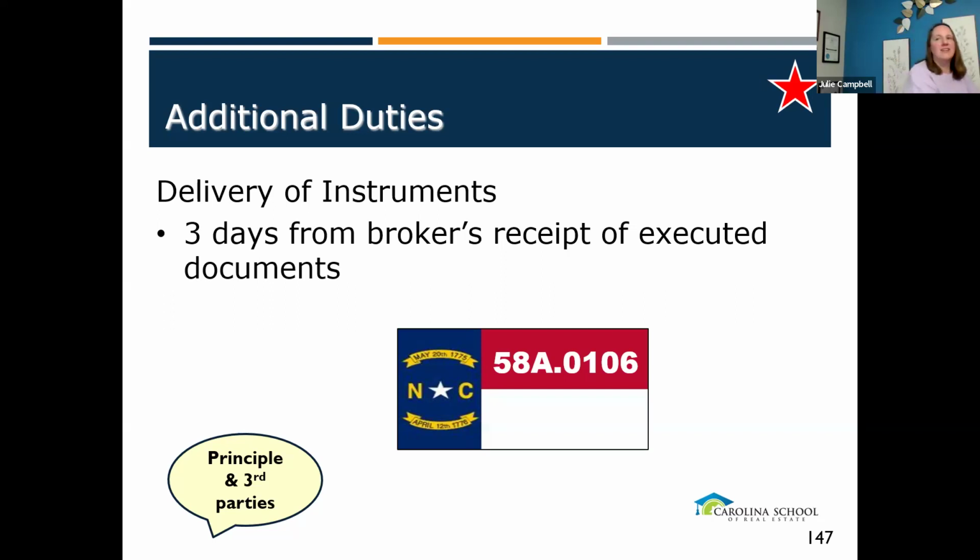Everything. So we have that date and time stamp. So delivery of instruments within 3 days of our receipt. Good rule of thumb, if they sign it, they deserve a copy of it within 3 days.